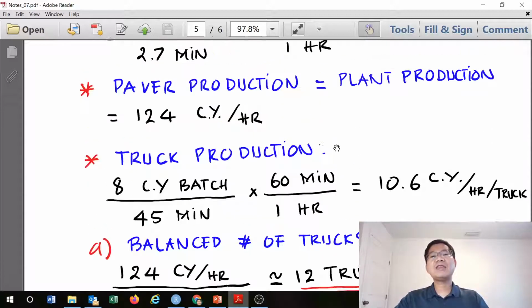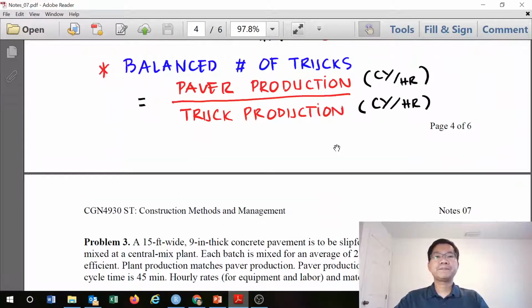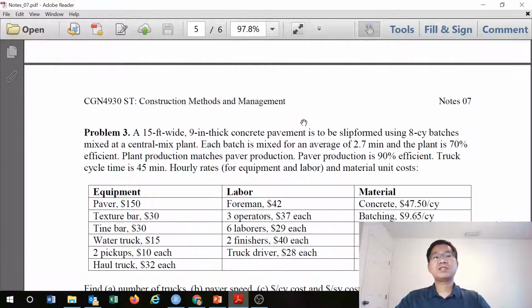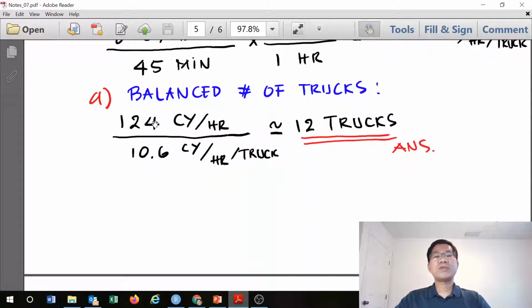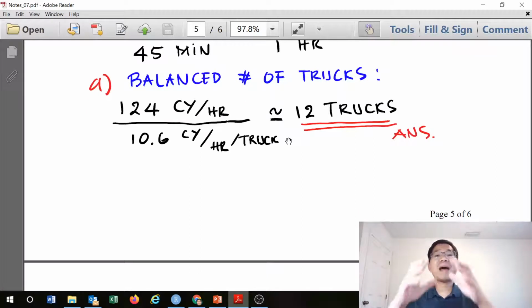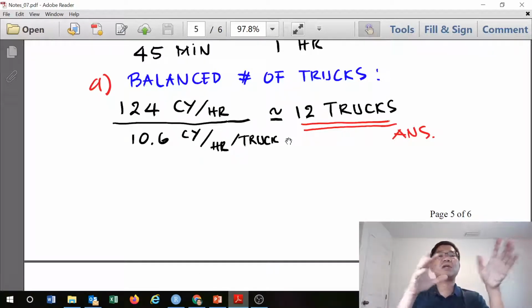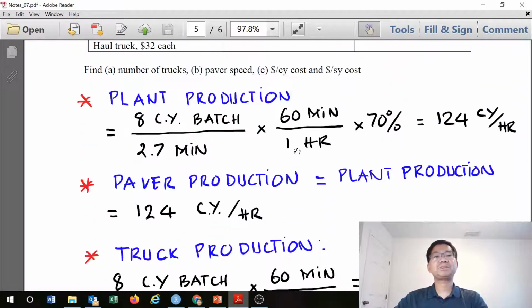Then we apply the equation: the balanced number of trucks is paver production over truck production. That's why we have this equation, 124 divided by 10.6 cubic yard per hour per truck. Then we cancel out cubic yard per hour and we get trucks. So it's about 12 trucks to get the balance between the plant production and the paver production. That is the first question asked.